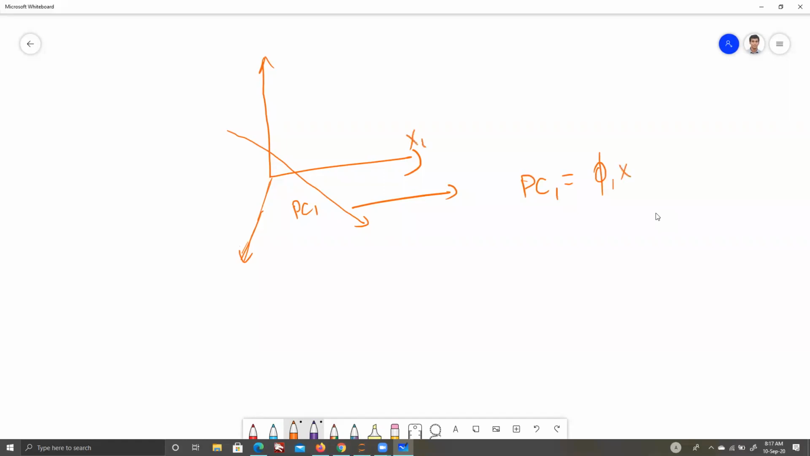If this is x1, this is x2, and this is x3, the coefficient is just a loading vector. It is called a loading vector. I'm writing phi because I don't want to confuse it with the theta that you guys are using so much. Basically, PC1 is a combination of the original axes. Now, how much is which? That I can't tell you. That is unsupervised practically.